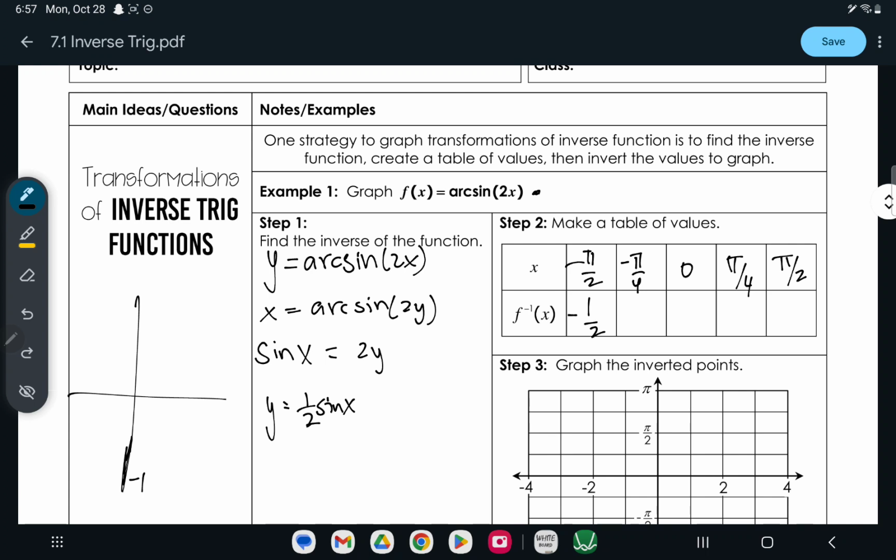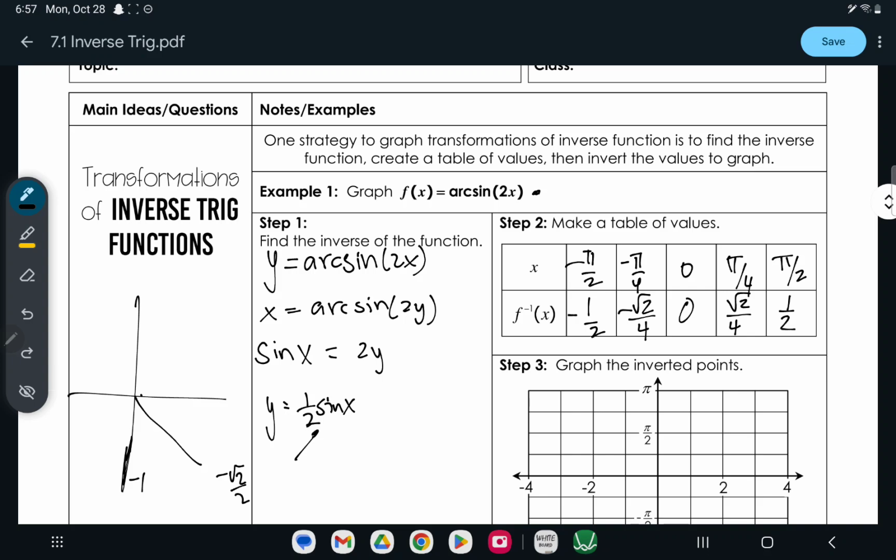And then let's see, -pi/4 is that middle one. It's -√2/2, but dividing it in half. So we actually get -√2/4. Sine of 0 is 0. 1/2 of 0 is still 0. And then pi over 4 and pi over 2 are going to be the same as the others, just positive.